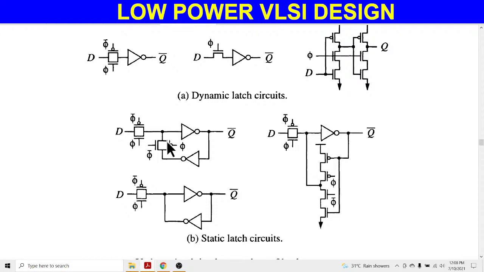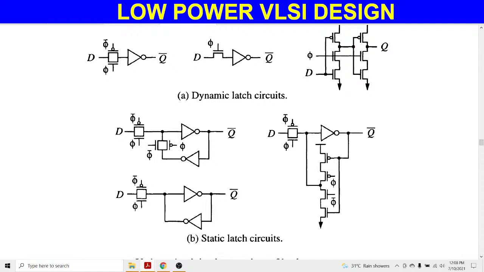So when input is 1, at that time some threshold loss problem occurs when we implement any flip-flop using NMOS circuitry. So the first circuitry that is implemented with a transmission gate avoids the problem of threshold loss that occurs when we implement a flip-flop with only NMOS. Okay, so every circuit has some merits and some demerits.